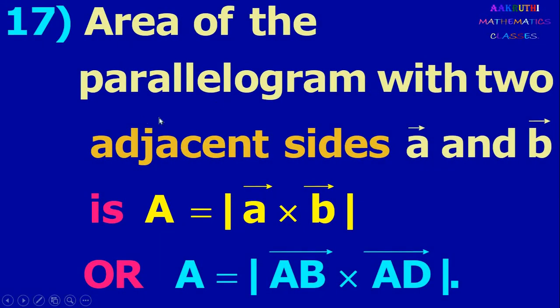The next one, area of the parallelogram with two adjacent sides A vector and B vector. It is given by A equal to magnitude of A vector cross B vector, or it is A equal to magnitude of AB vector cross AD vector. So here A vector and B vector are two adjacent sides. Then area is given by A equal to magnitude of A vector cross B vector.